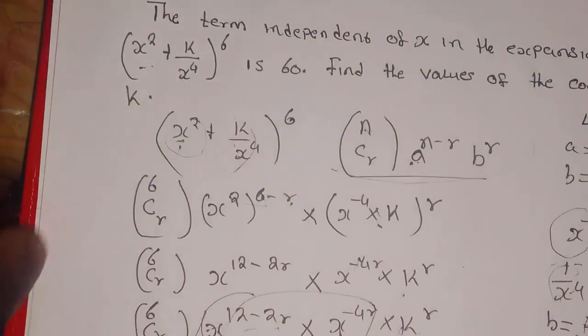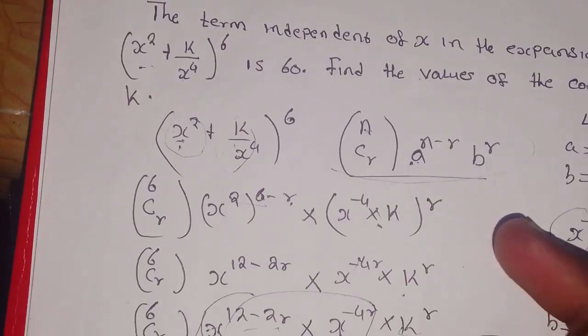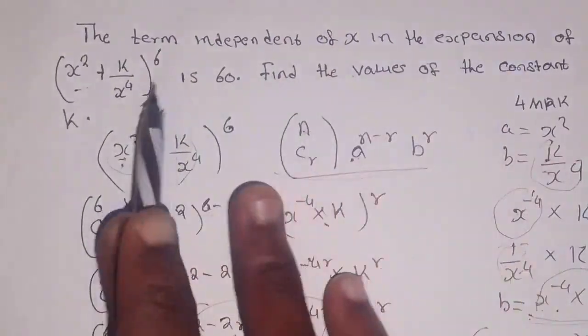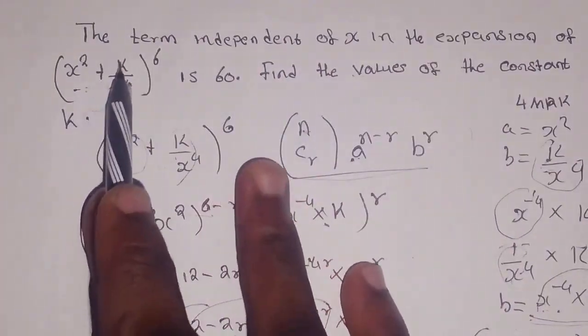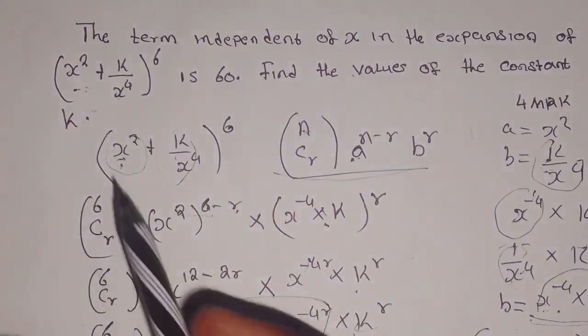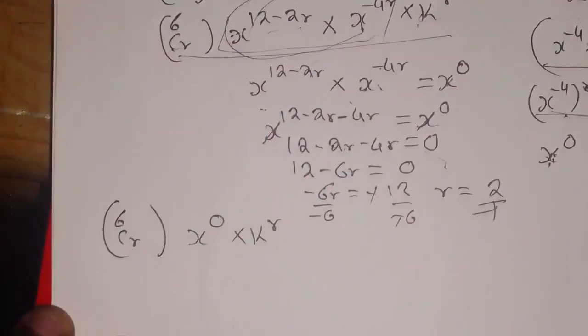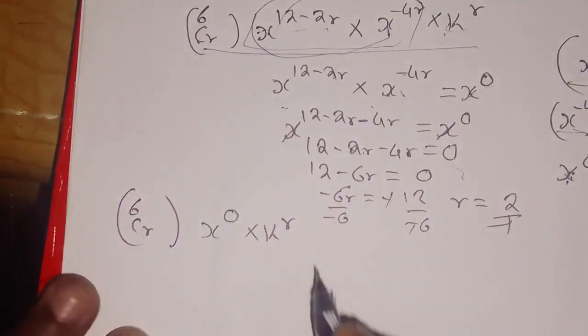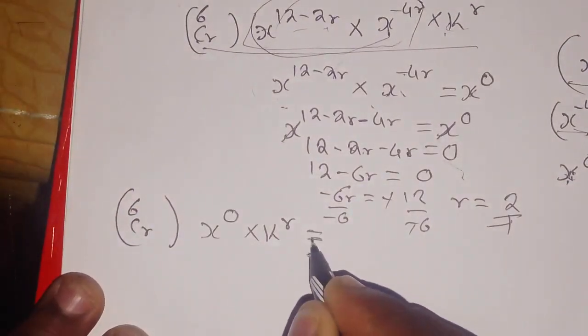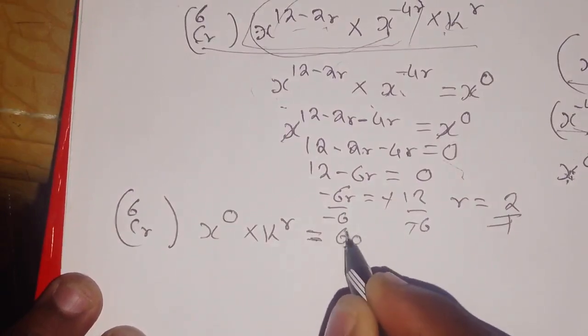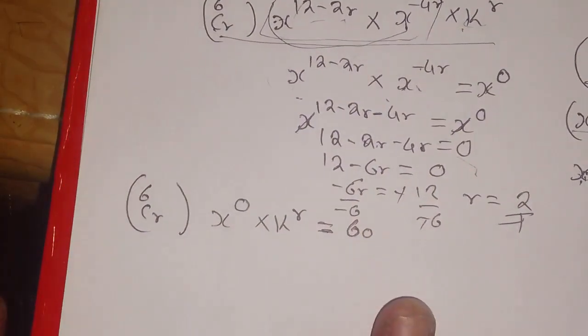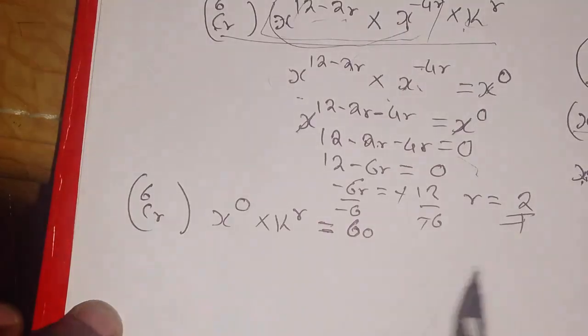They told us that the term independent of x in the expansion of (x squared plus k over x to the power 4) to the power 6 is 60. So we just equate this to 60. We have found our r to be 2, so where there's r, we're going to put 2.